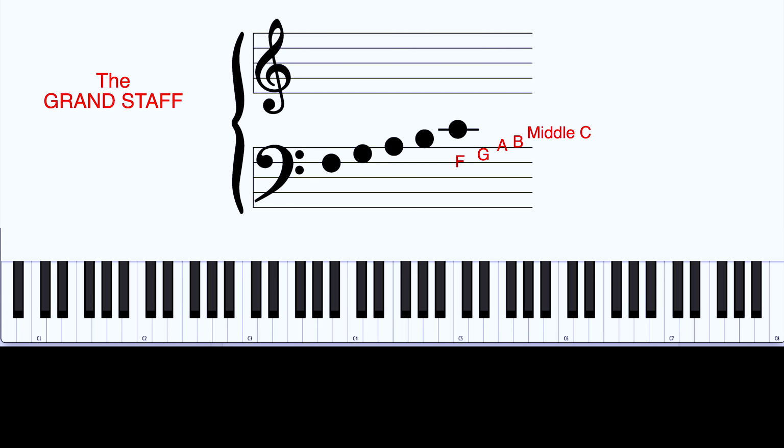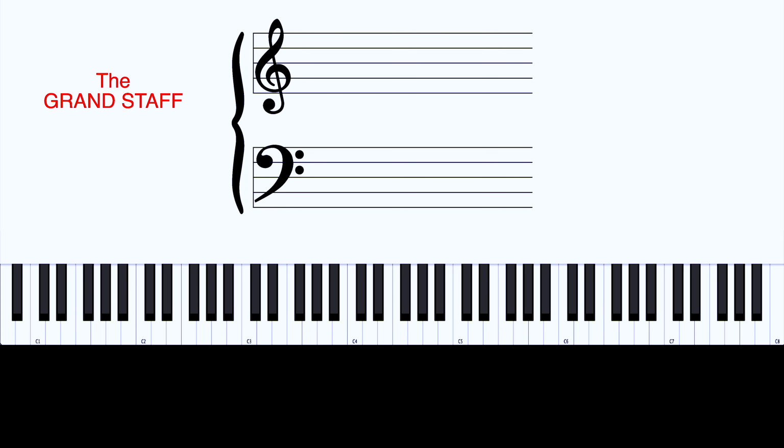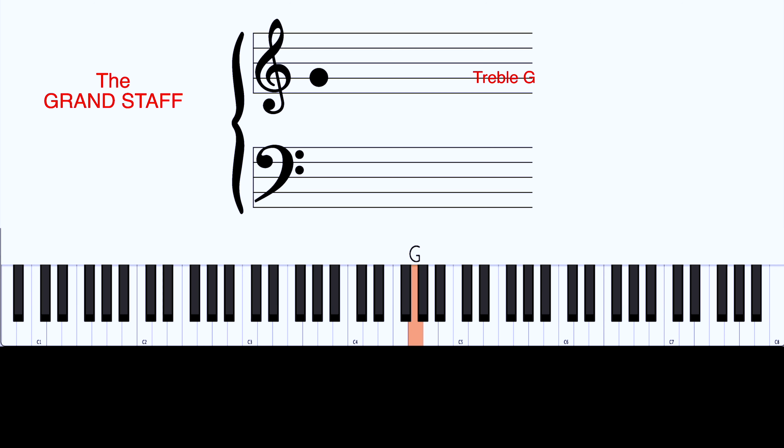Let's do the same thing in the treble clef for our right hand, but going down. Starting at line note treble G, let's go down to the next space below. Since we're going down, we have to think backwards in the musical alphabet. Then the next line note down is E, then D, then our line note middle C.